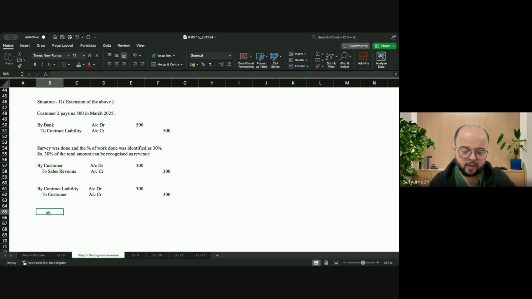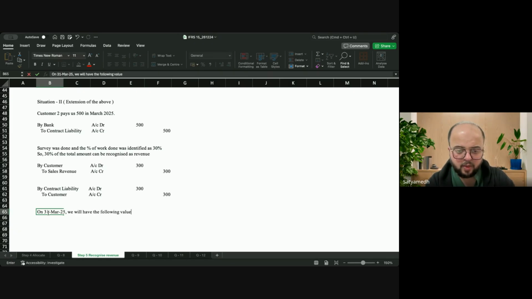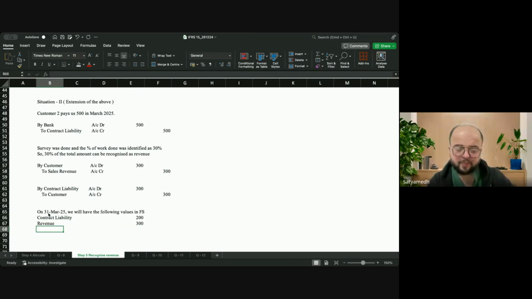So on 31st of March 25, we will have the following values in financial statements. You will have contract liability of 200. You will have revenue of 300, and this is how you will round it up.